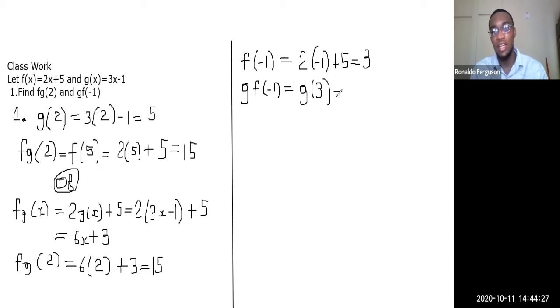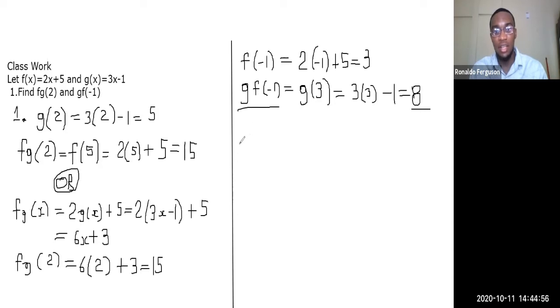Then g of 3 is just going to be 3 times 3, replace x with 3, minus 1. And that is 9 minus 1, which is 8. And so that gives us gf of minus 1. After we get gf of minus 1, this is the answer: gf of minus 1 is 8. So gf of minus 1 is 8.